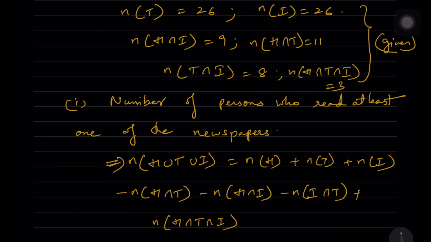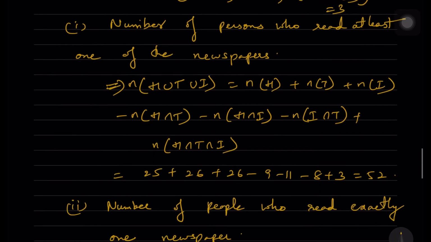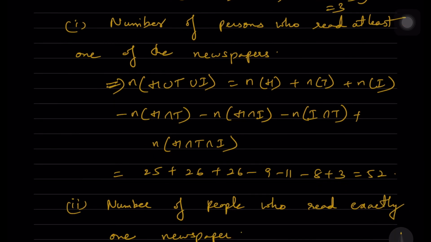So the number of persons who read at least one of the newspapers is equal to n of H union T union I, which is equal to n of H plus n of T plus n of I minus n of H intersection T minus n of H intersection I minus n of I intersection T plus n of H intersection T intersection I. Just plug in those values. You will get 25 plus 26 plus 26 minus 9 minus 11 minus 8 plus 3, which is equal to 52.